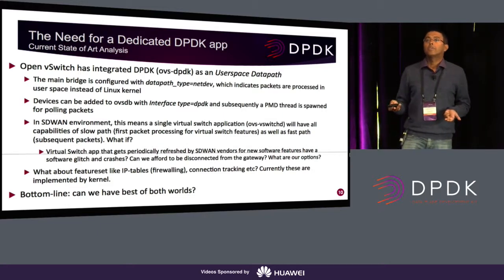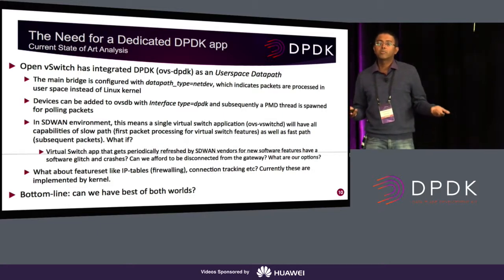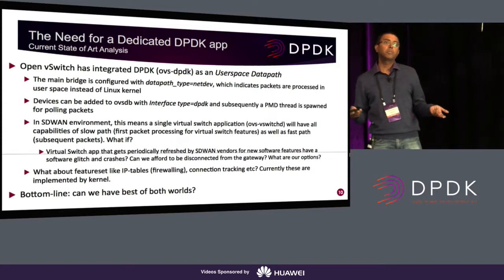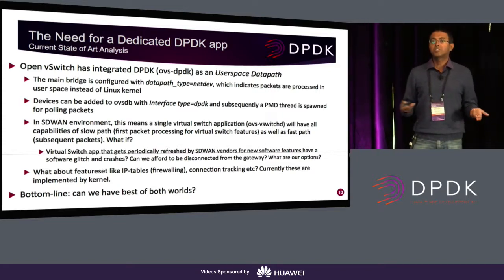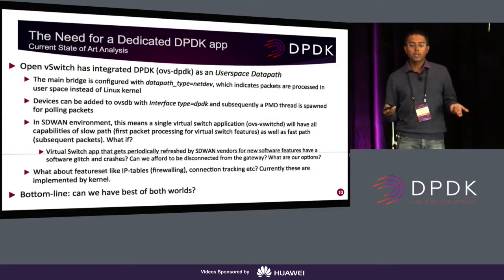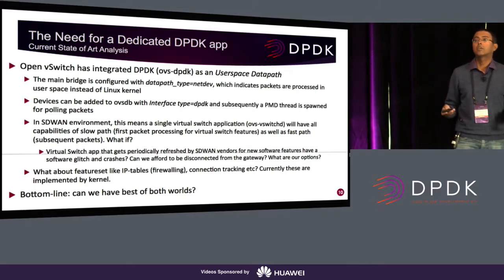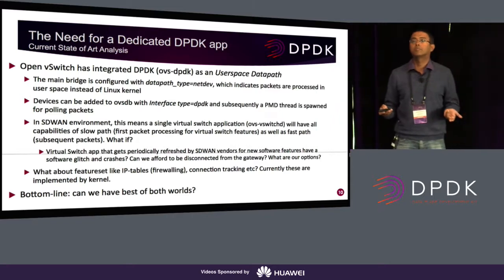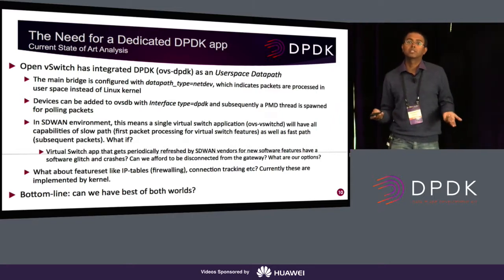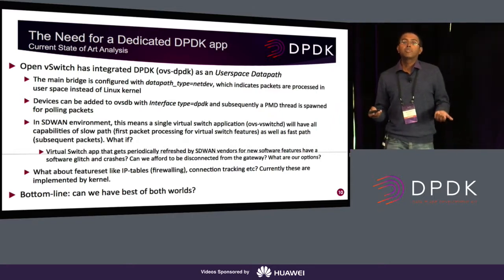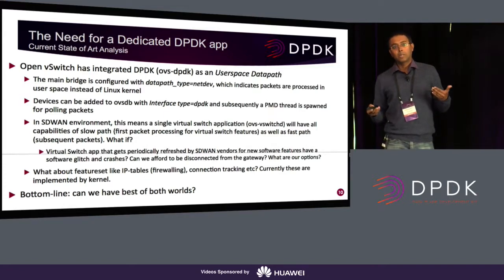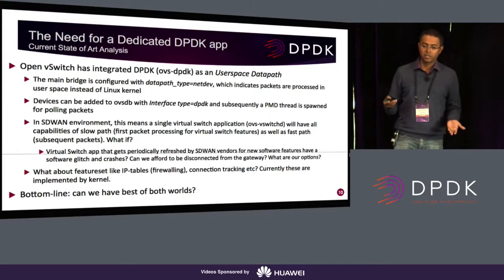So in case there is a bug somewhere or some issue in the slow path, you cannot bring down the entire gateway, because the only option at that time would be to RMA the box. That's not desirable. In addition, you also have to have certain features like conntrack, like iptables for implementing firewalls and these kinds of things, NAT. So these features have traditionally been implemented inside the kernel. So how to get the best of both worlds?